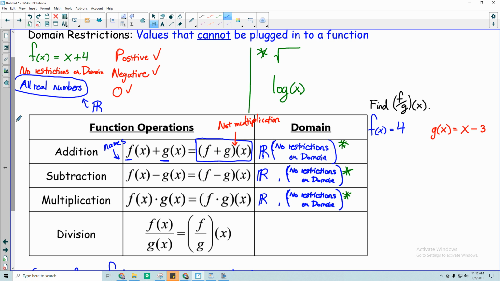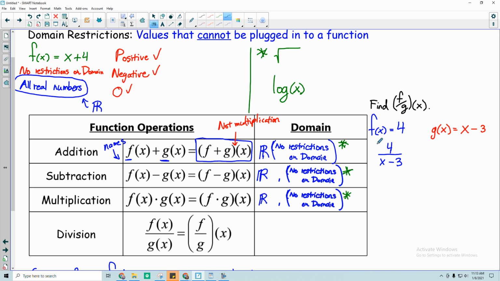The only one I really want you to worry about right now is division, okay? Because this one is not going to have a domain of all real numbers, okay? So let's consider the example over to the right-hand side. So this one says find f divided by g of x. So all that means is that we're going to take our function f, which is just 4, and write that over our function g, which is x minus 3. Done. So I found f divided by g.